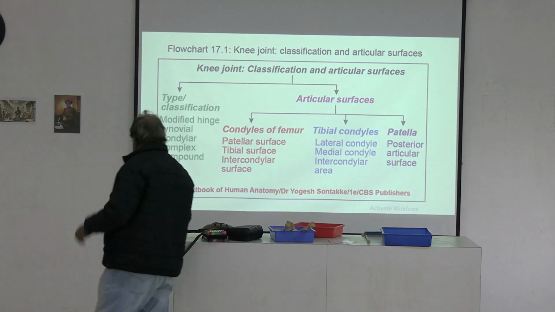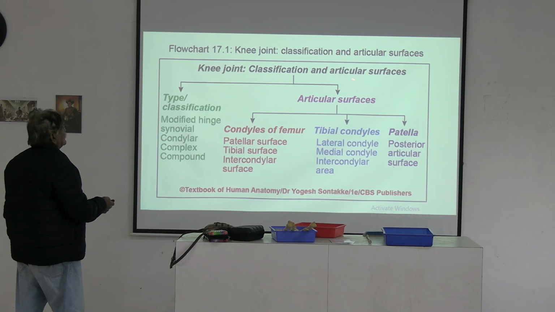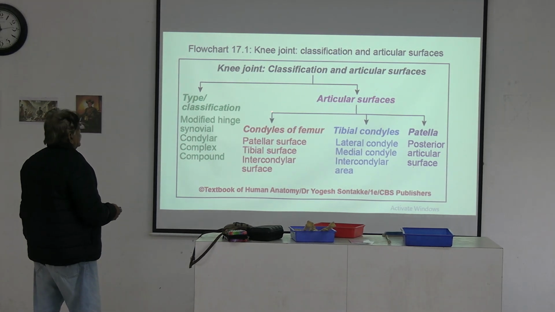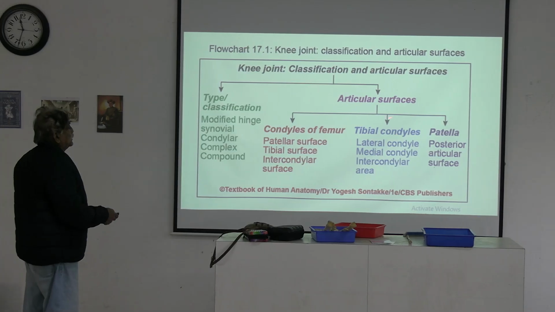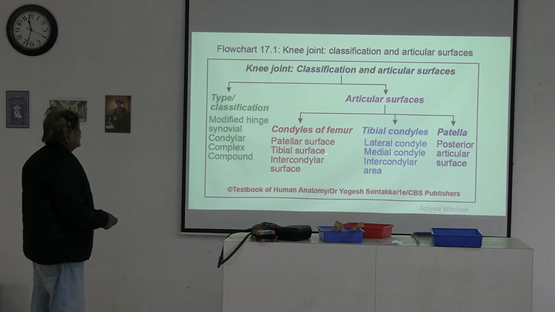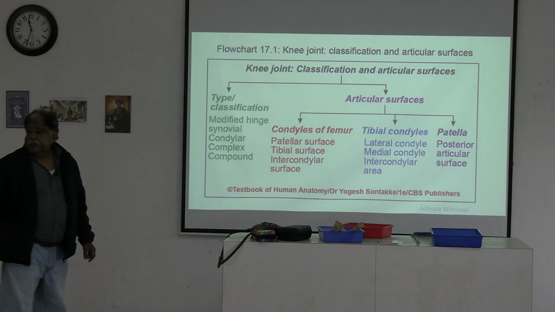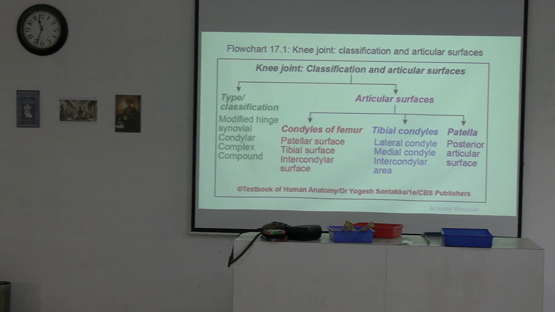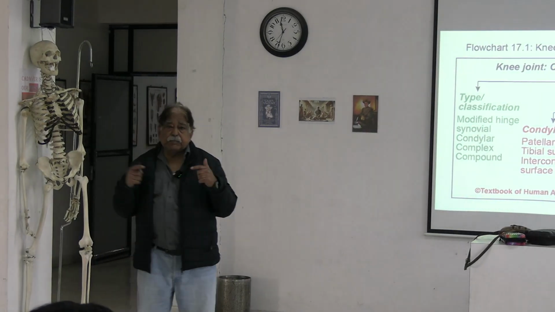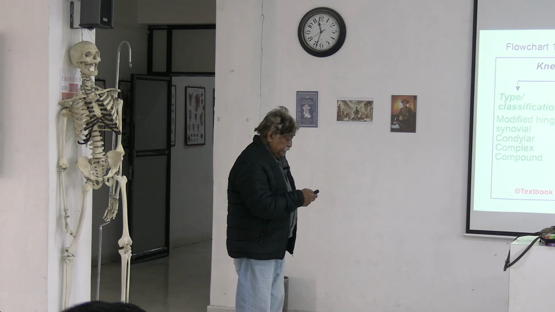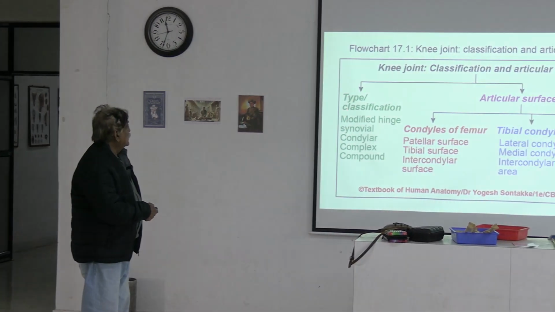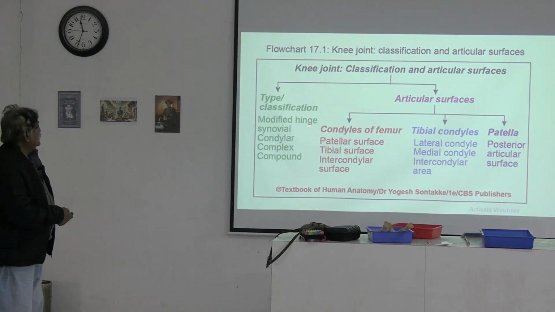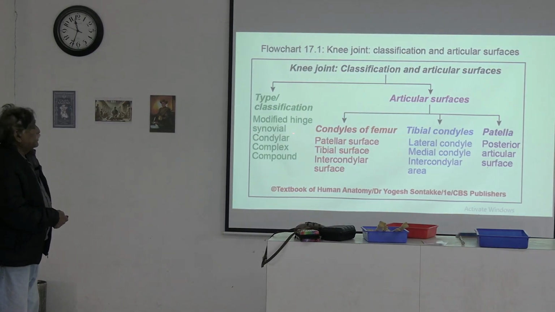Now, for the knee joint: classification, articular surfaces. See, the condyles of the femur, tibial condyles and patella. Patellar surface, tibial surface, intercondylar surface. Tibial condyles, lateral condyle, medial condyle, intercondylar area. Patella, posterior articular surface. After seeing the bone, one by one you will come over here and see the patella also. Classification: type is modified hinge, synovial, condylar, complex, compound.